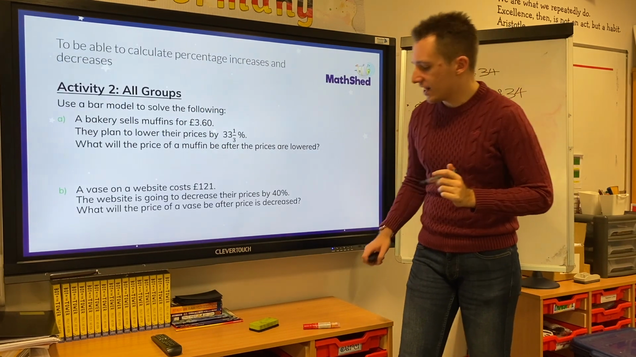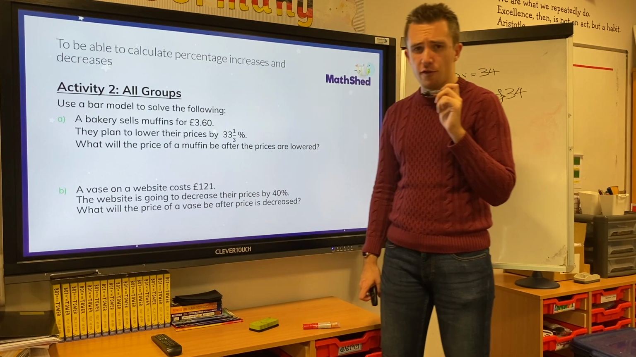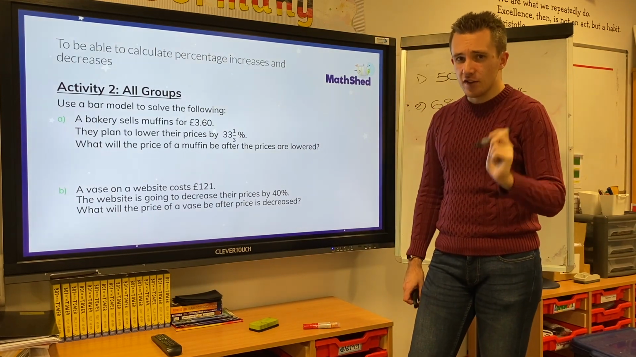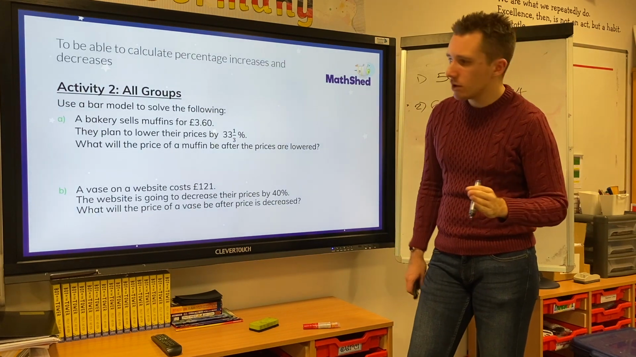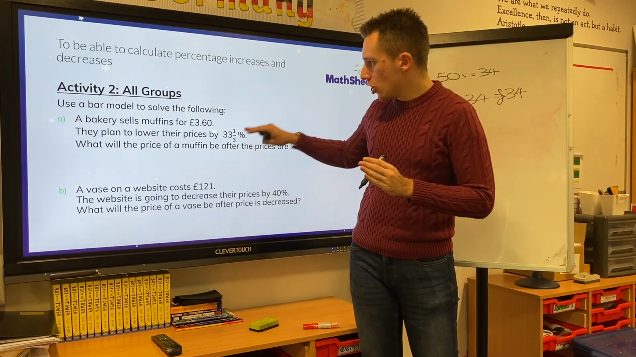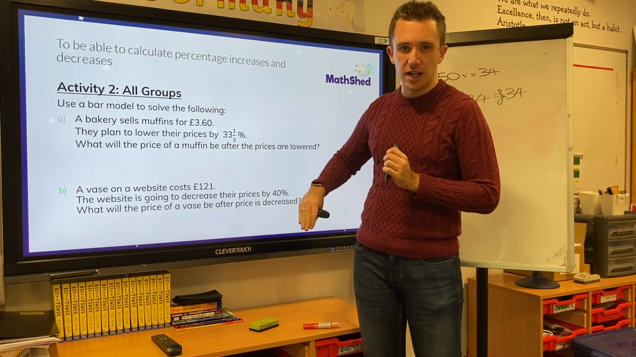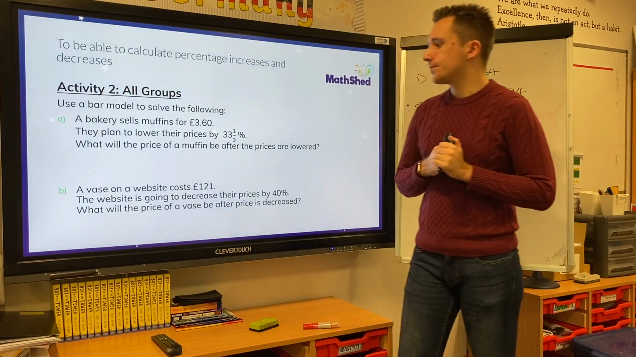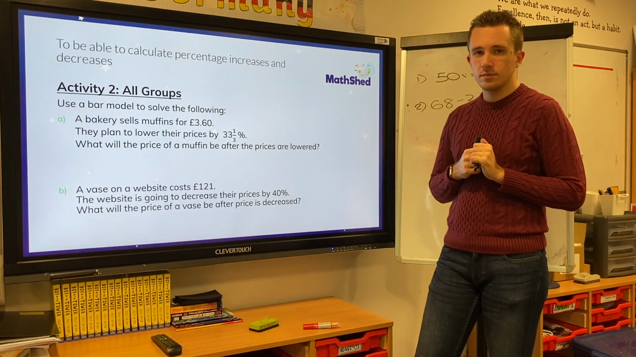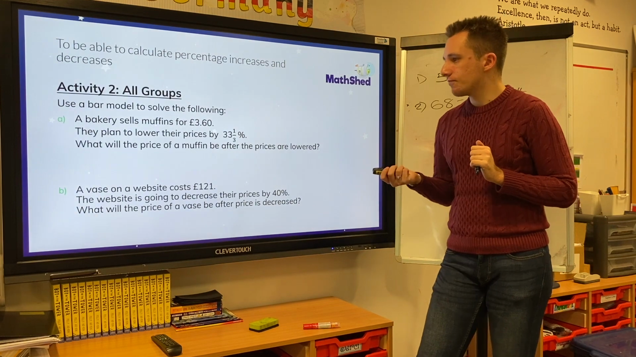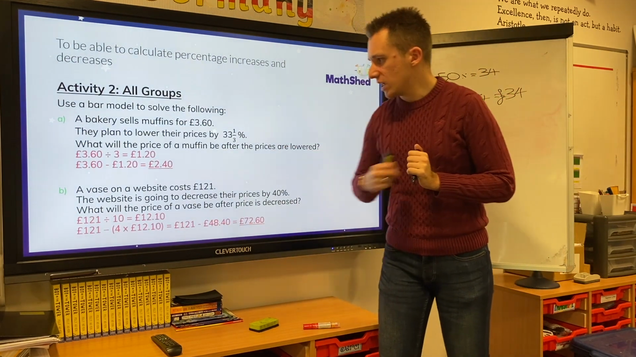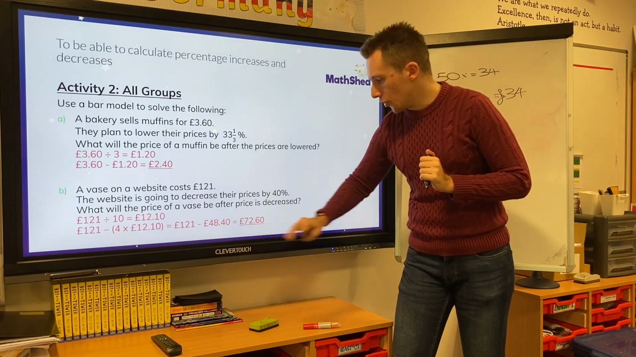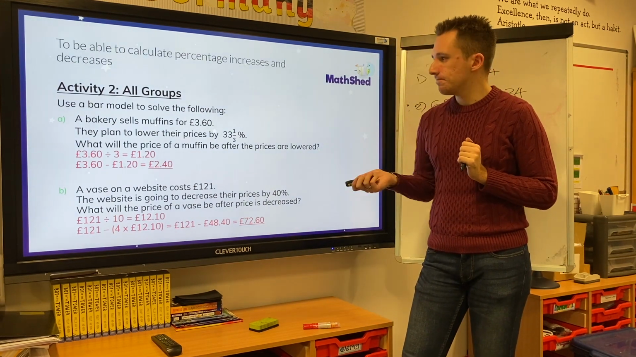Okay, activity 2 then, all groups. This time we are focusing on decreasing, so taking away. Remember your 2 steps, I feel like a broken record. Find the percentage of the number, take it away. Off you go. Okay. Part 1 then, answer of £2.40. Part 2, answer of £72.60.